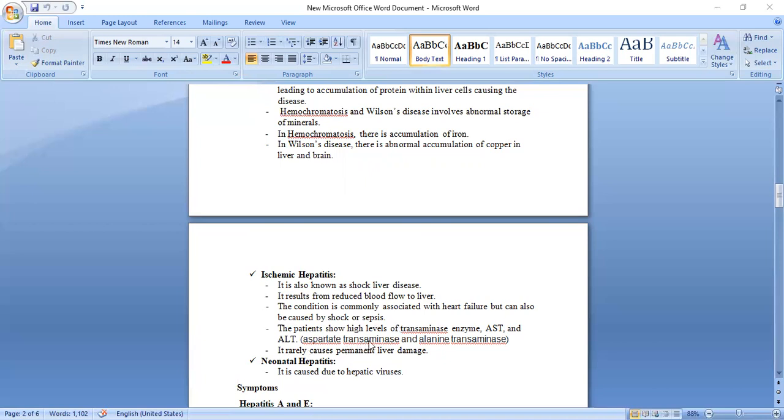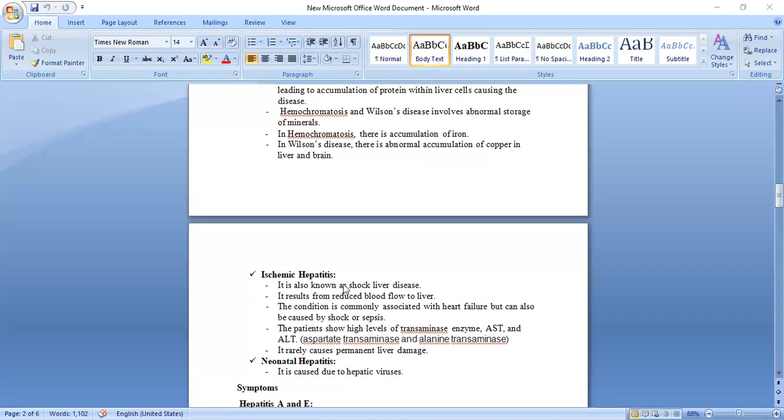The patients also show high levels of transaminase enzymes, AST and ALT: aspartate transaminase, AST, and alanine transaminase, ALT. These are the liver enzymes. Okay, it rarely causes permanent liver damage. This ischemic heart disease we can treat. So it rarely causes permanent liver damage. No chances of having permanent damage of the liver. We can treat, we can cure.